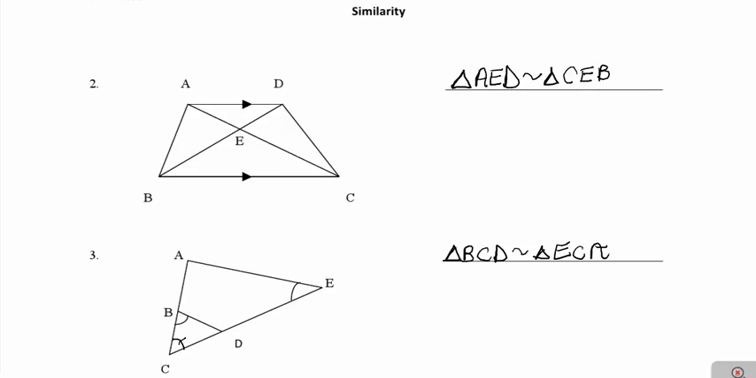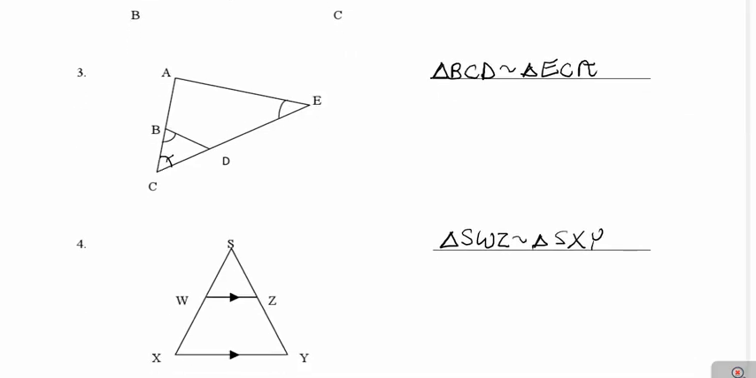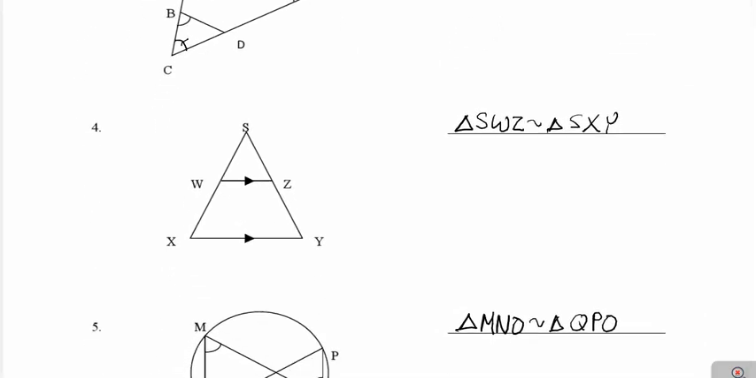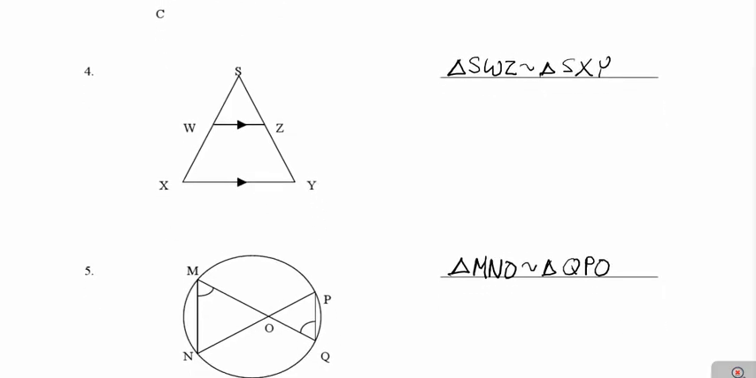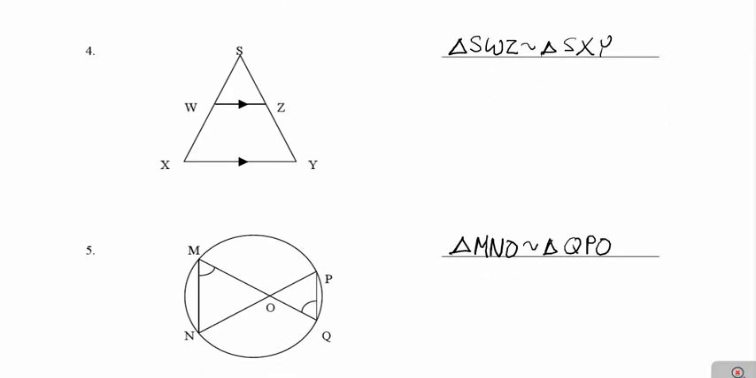Okay, so let's check our answers. For number 2, you should have that triangle AED is similar to triangle CEB. Again, it doesn't have to be written in that exact order. You just need to make sure that A and C are lined up together, E and E, and then D and B go together. In number 3, I have that triangle BCD is similar to triangle ECA. In number 4, I have that triangle SWZ is similar to triangle SXY. And then number 5, triangle MNO is similar to triangle QPO.